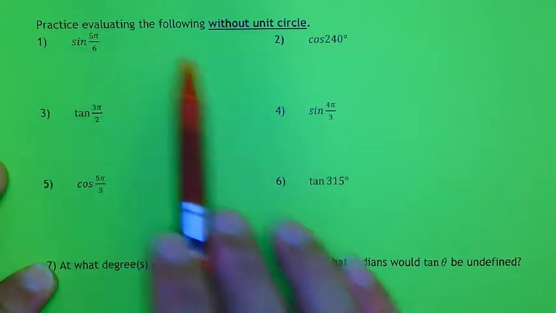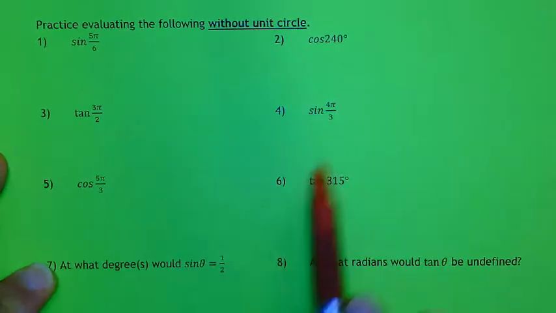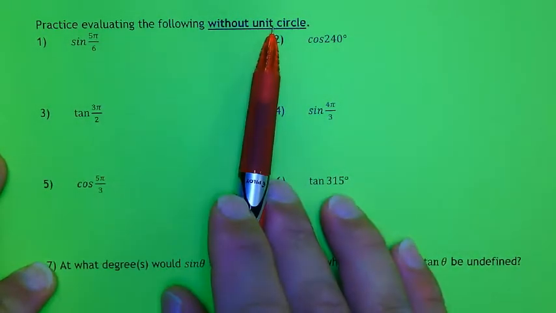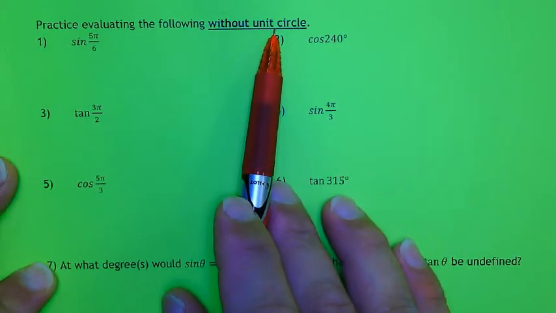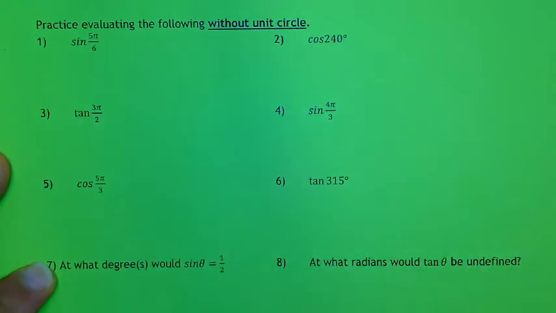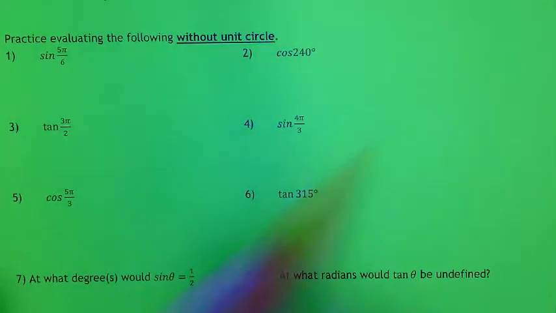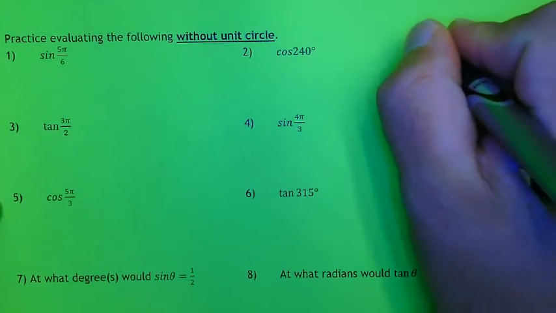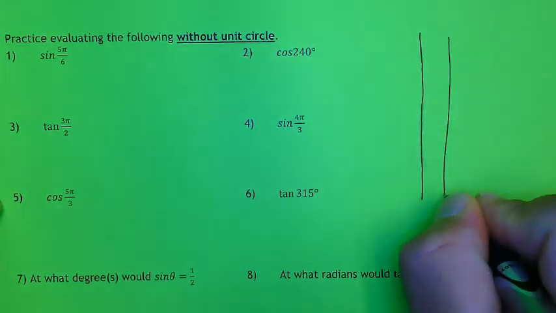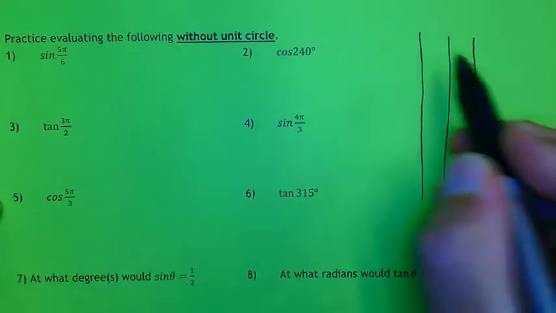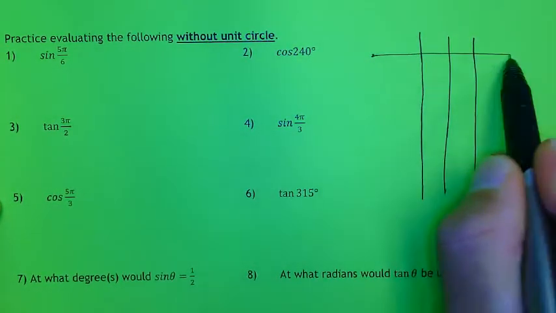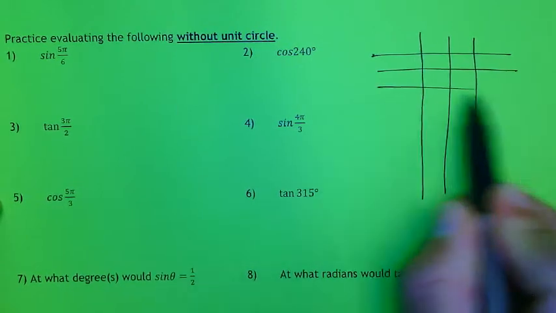Okay, so when we want to evaluate our items without the unit circle, really that means you're going to have to make the table yourself. So let's review once again. Making our table. Draw yourself some vertical lines. Draw some horizontal lines.